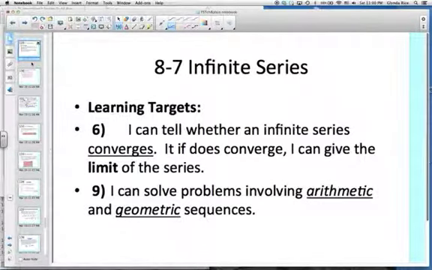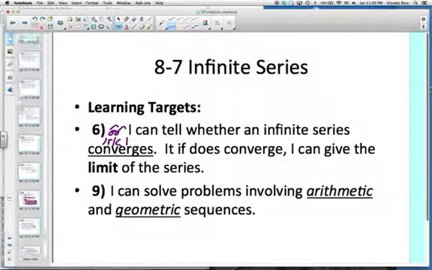Can you tell now whether an infinite series converges? And you know that by looking at R. If the absolute value of R is less than 1, it converges. Can you solve problems with the sequences and then apply those to the series? And that's the key. So each time, let me go to the end and get a blank sheet.